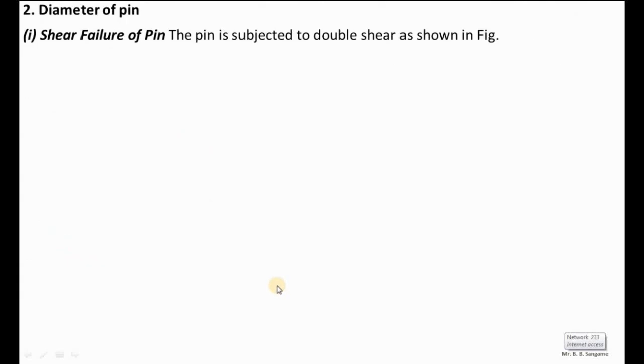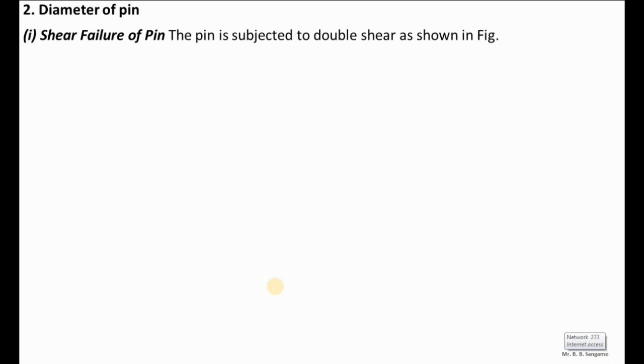Next we have to design the pin. You can see the video of design of knuckle joint, in which I have explained the design of pin. There is a possibility of failure of pin in various manners. First, the pin can fail in shear, second, the pin can fail in bending, and third, there is a possibility of failure of pin in crushing. So let us discuss one by one.